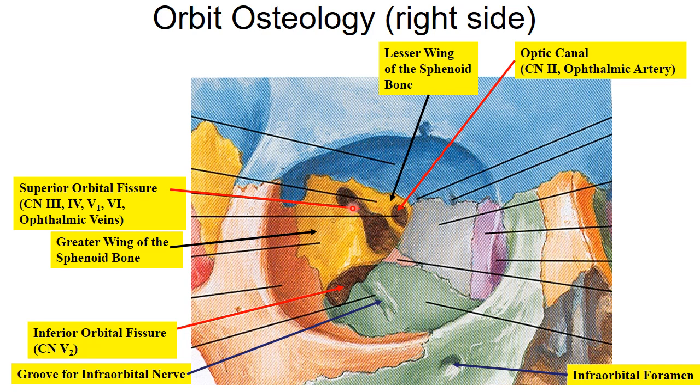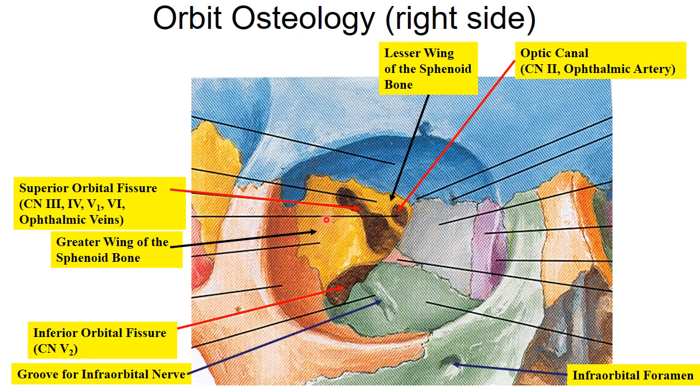Passing back through this fissure, going the other way, are ophthalmic veins, which are going to drain the eyeball in the orbit. And we're going to see in a little bit, they're going to drain back to that thing called the cavernous sinus we talked about. We'll come back to that concept in a little bit.